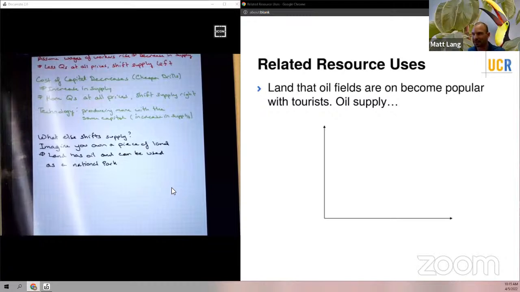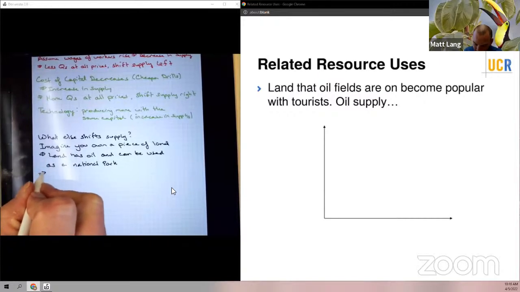And I like this example because you can't drill in a national park, but also that would make kind of like the enjoyment of it. You're trying to get away from things and it's like, oh, there's a big oil drill here, right? So we can think about if you're owning this land.